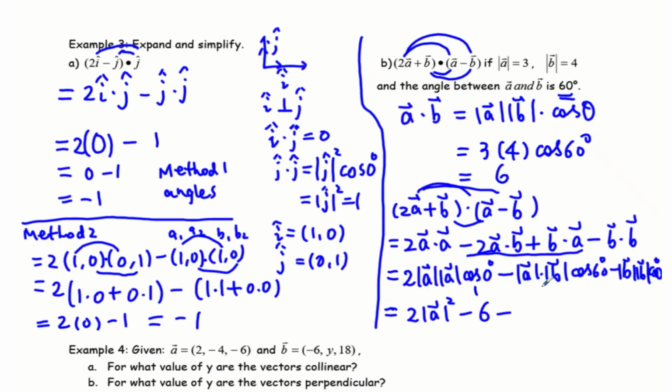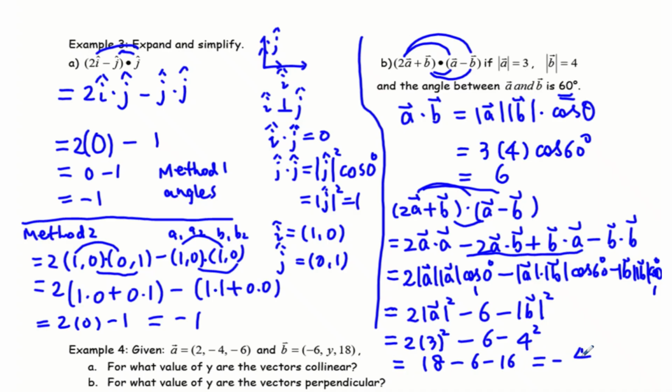So this one we collect the like terms. Negative 2 plus 1 gives us negative 1. So that's the reason we have negative 1 instead of negative 2. And this one minus b magnitude squared. Cosine 0 is 1. Then we substitute a is 3, squared, minus 6, minus 4 squared. Do the calculation, we have 18 minus 6 minus 16 equals negative 4.